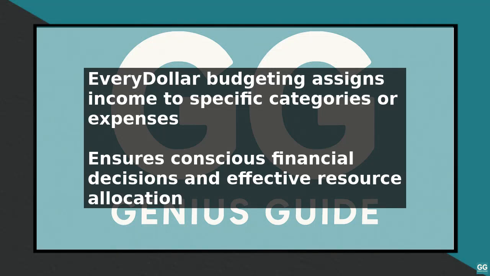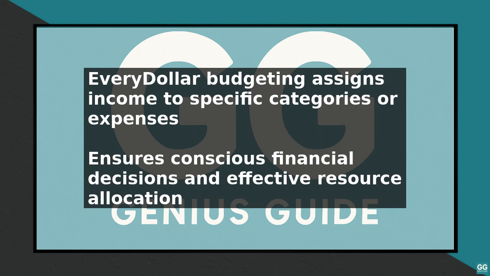EveryDollar zero-based budgeting is a budgeting method where every single dollar of your income is assigned to a specific category or expense. This approach ensures that you are making conscious financial decisions and allocating your resources effectively. To get started with EveryDollar zero-based budgeting, follow these steps.